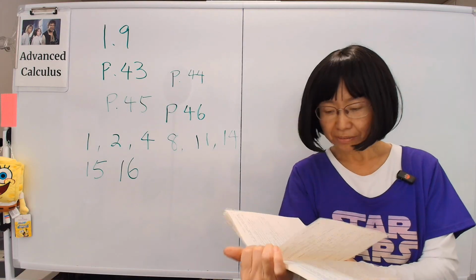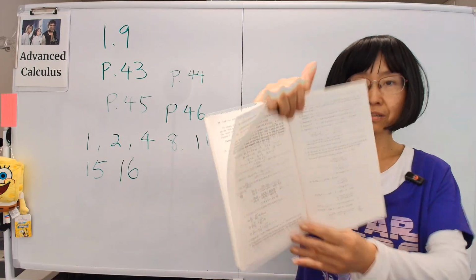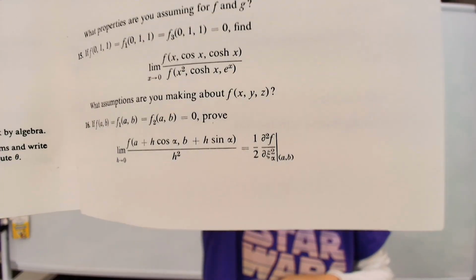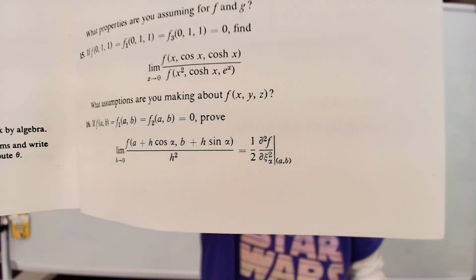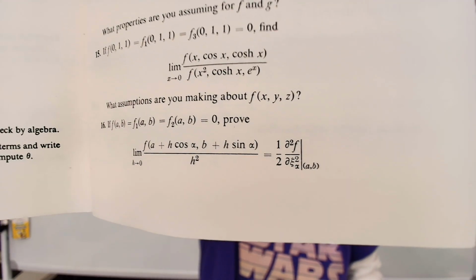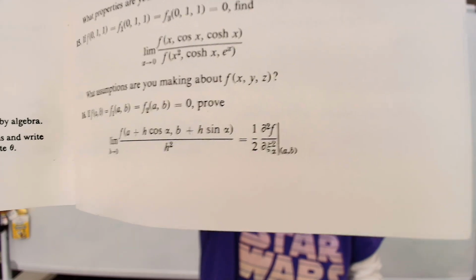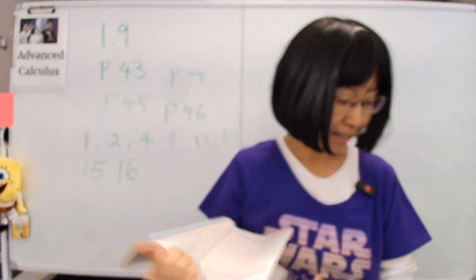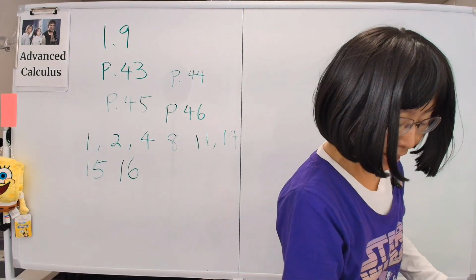So for problem 16, we have to prove this weird looking thing. We're going back a couple of sections to where we were proving the directional derivative, the second derivative in the direction of psi alpha. And somehow we have to prove this relationship holds. All right, so that's what we're going to do.